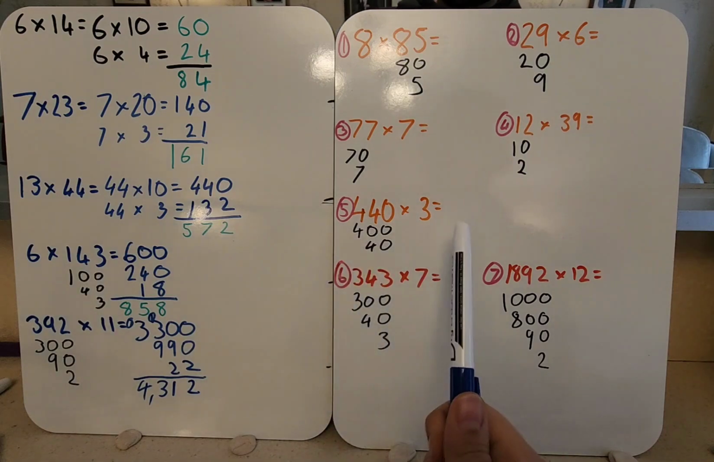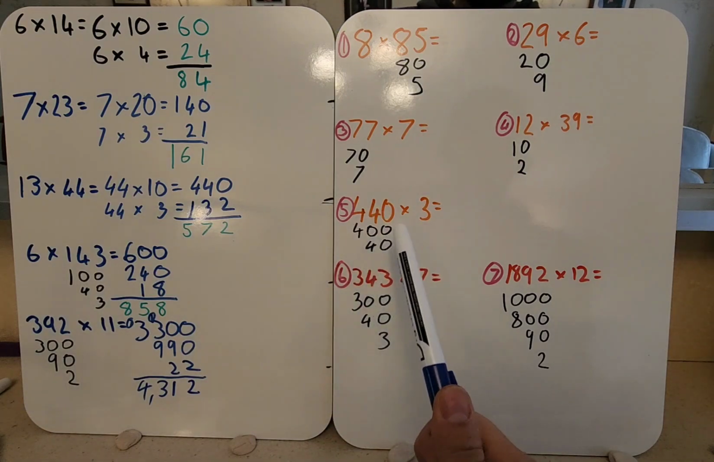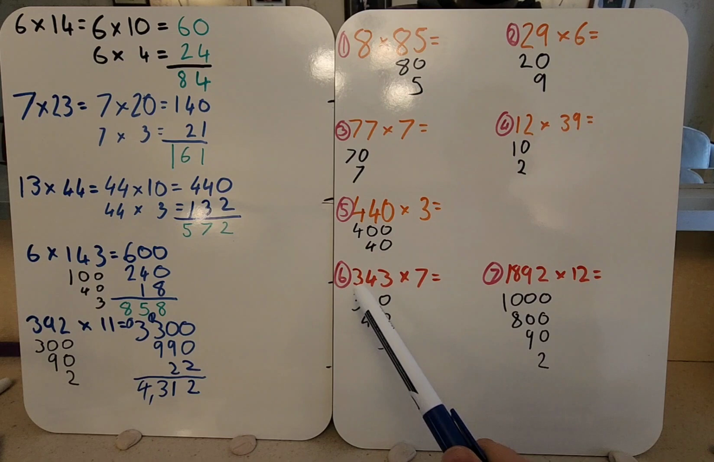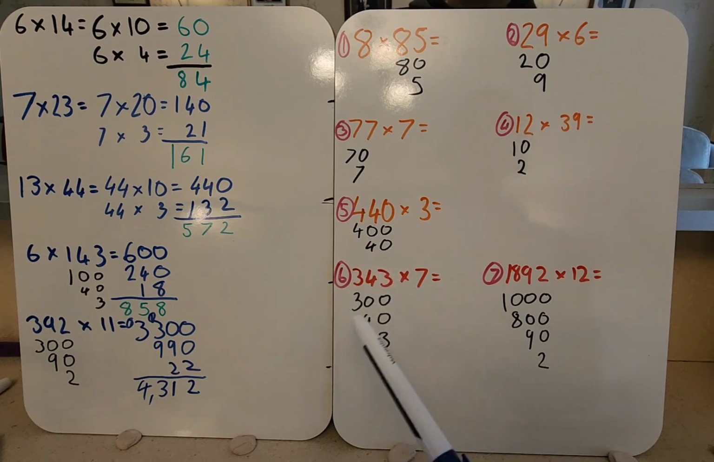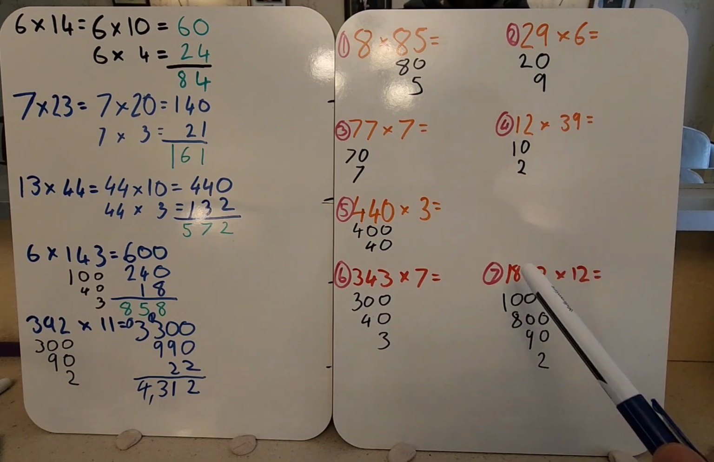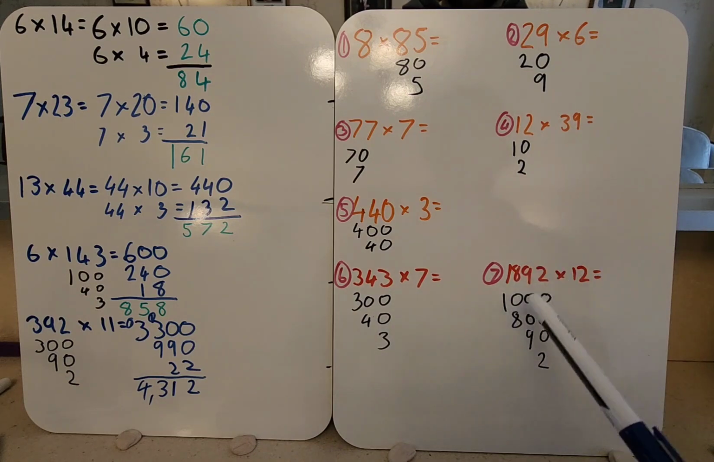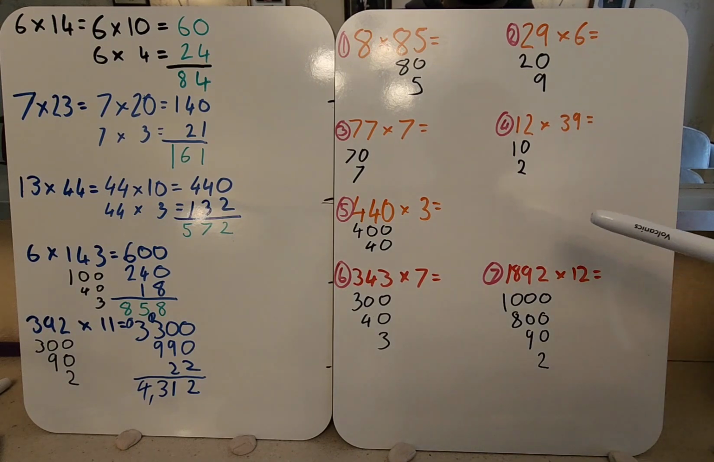Here we've got a 3-digit and a 1-digit, so I split this into 440. Here I have all 3 columns occupied by non-zero numbers, so I've had to break it into 300, 340 and 3. Over here I have 4 columns occupied by non-zero numbers, so I've had to break this down into 1,890 and 2.